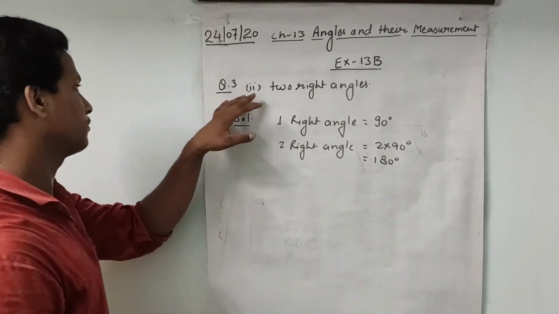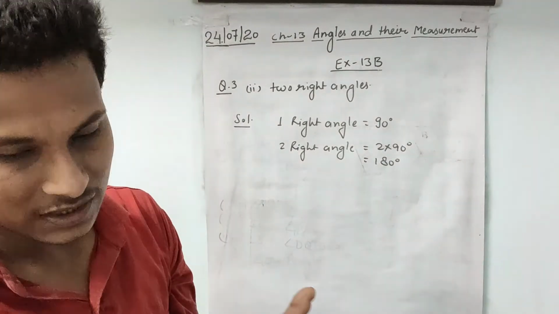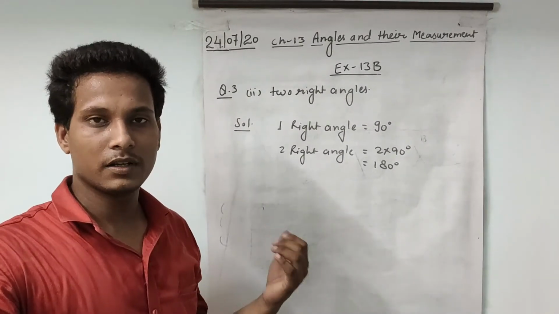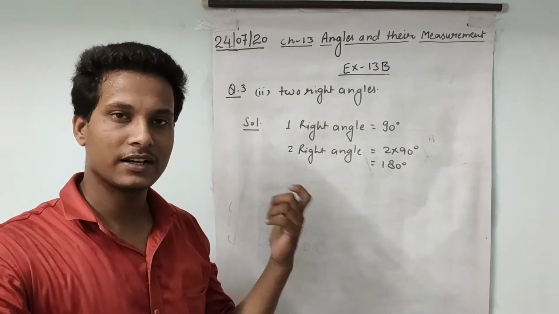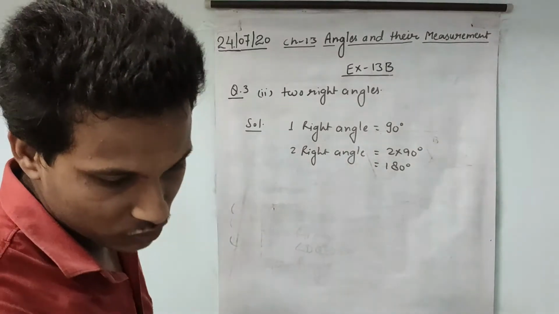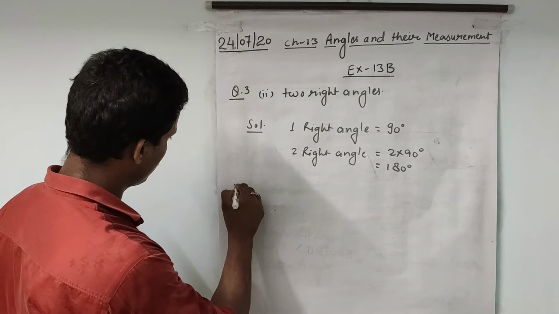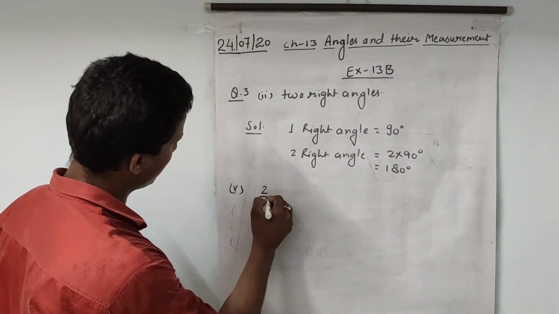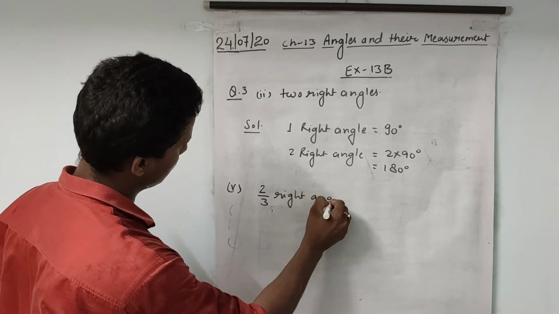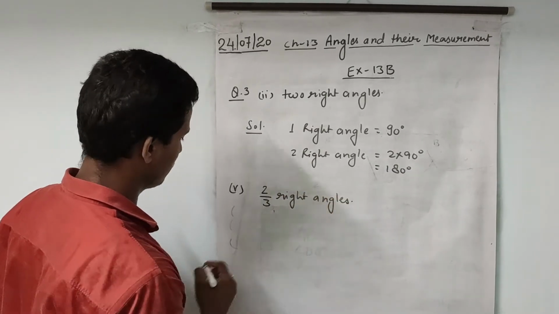Just like that, question number 3 part 2, you will see that one right angle is equal to 90 degrees. 3 right angles will be 90 into 3, that is 270 degrees. 4 right angles, that is 360 degrees. Okay. Next what we have is question number 5. Question number 5, 2 by 3 right angles.